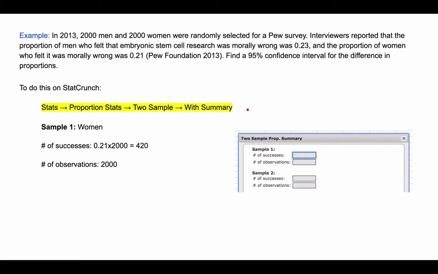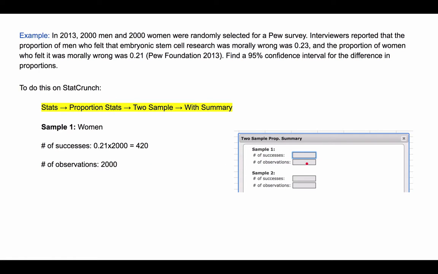So sample 1 we'll assume is the women, although you could do sample 1 as the men and sample 2 is the women. Usually the homework will tell you which one should be which. So for the women, we want to fill in number of successes and number of observations. So we have observed 2,000 women, so for number of observations, we're going to put 2,000 in this second box here.